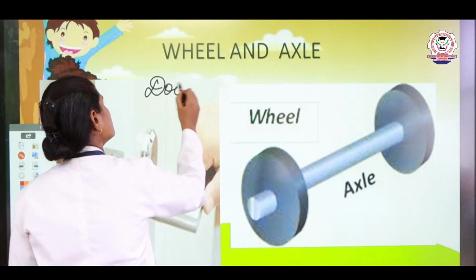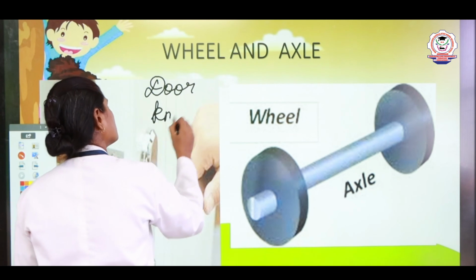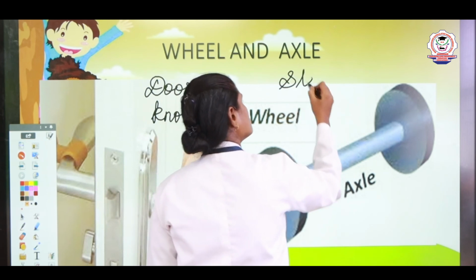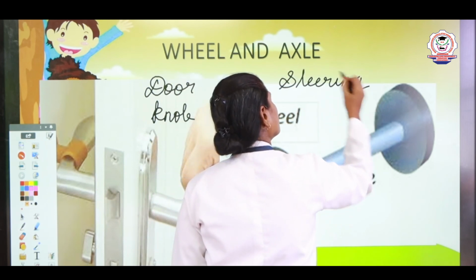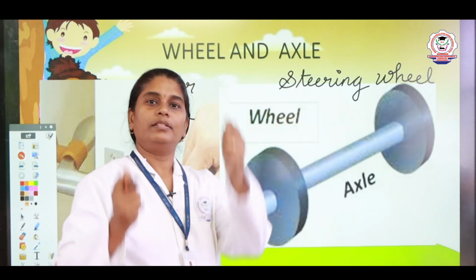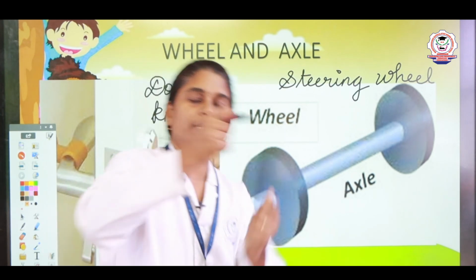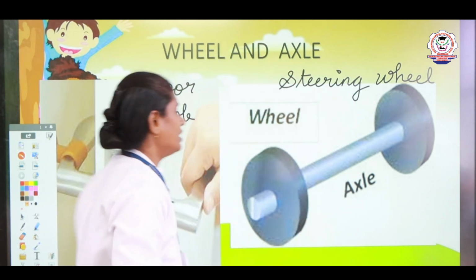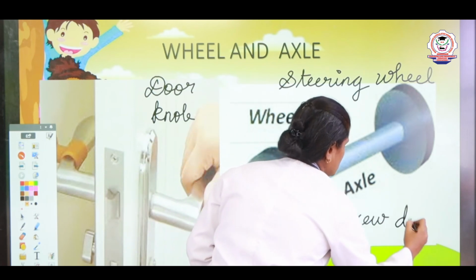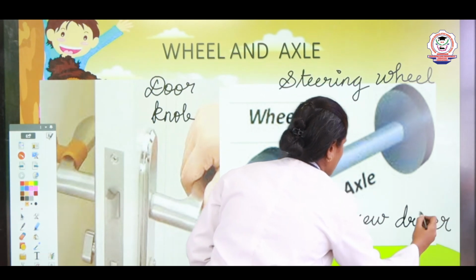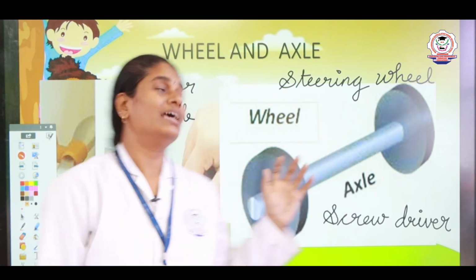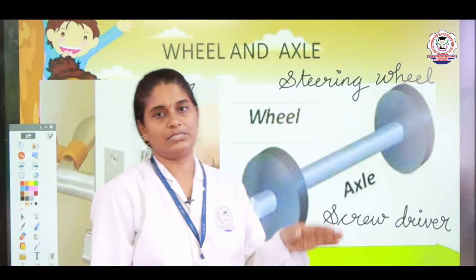Doorknob, wheel and axle, and then steering wheel. Steering wheel, in the car they will have a wheel like thing, no, to turn right and left. So that is known as steering wheel. And then screwdriver. So these are all the examples of wheel and axle. So with the help of wheel and axle, we can move longer distance, right?